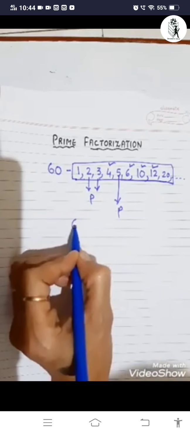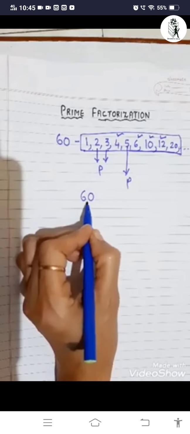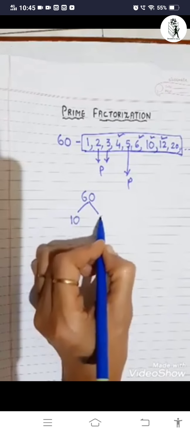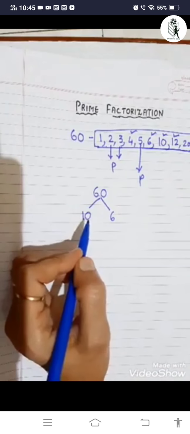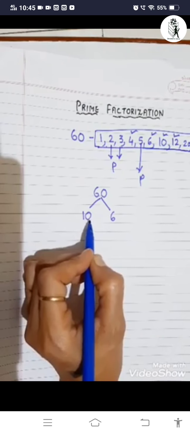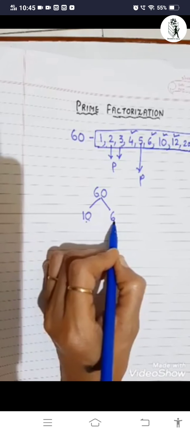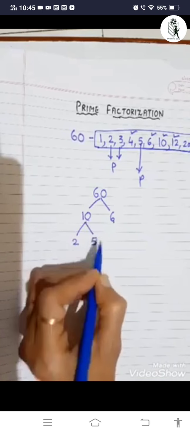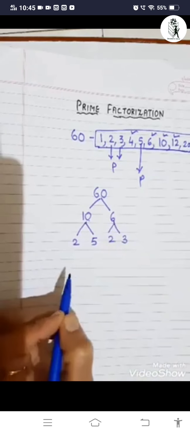Now, last year we learned how to find the factors by a factor tree. Split this 60 into 10 and 6. You can take 12 and 5 also, or 20 and 3 also. Suppose here I have taken the first product as 10 and 6. Both are still composite. Again we split this 10 into 2 and 5, and we split this 6 into 2 and 3.